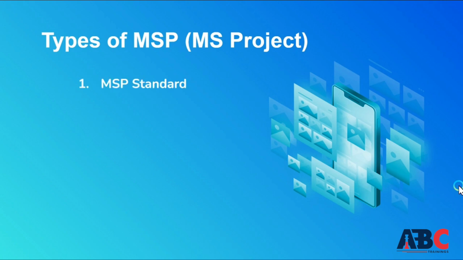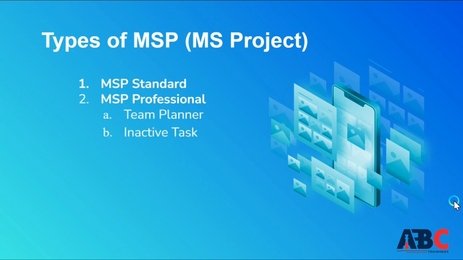There are three types of MSP software. The first type is MSP Standard. You can create basic things in this. You can manage a project, track progress, assign tasks, and add tasks. The second version is MSP Professional. MSP Professional has two additional options: first is the team planner and second is the inactive task, which you cannot do in MSP Standard.